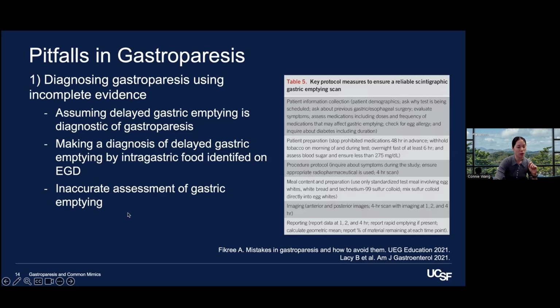And then again, keeping in mind how the gastric emptying studies are performed is really important in terms of assessing the accuracy. This is just a table that highlights some of the criteria to ensure a reliable gastric emptying study is performed. A couple of things here: really making sure that they've stopped medications that may impair gastric emptying prior to the study, which, sorry, is not included here. But things like opiates and anticholinergic agents all need to be stopped beforehand.